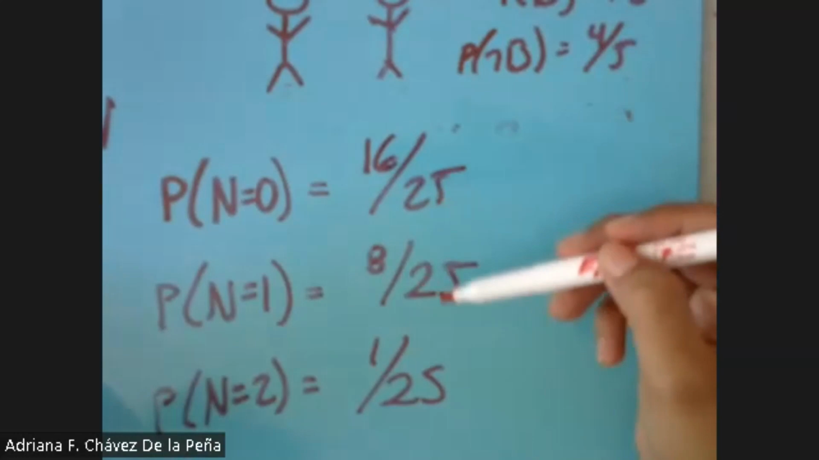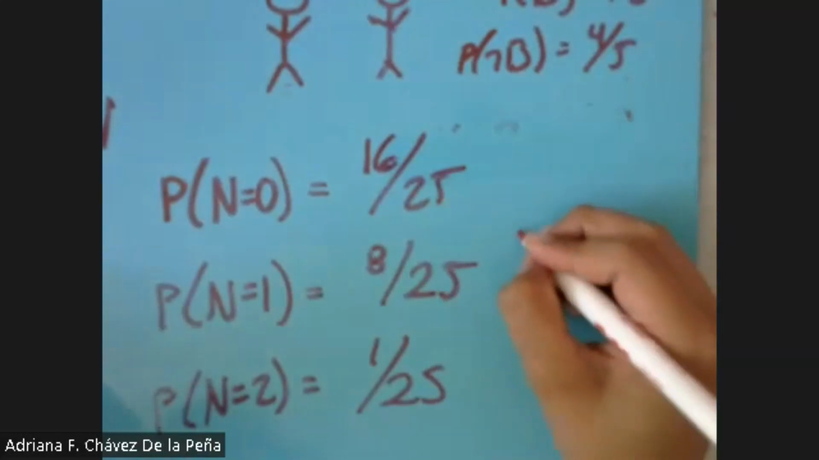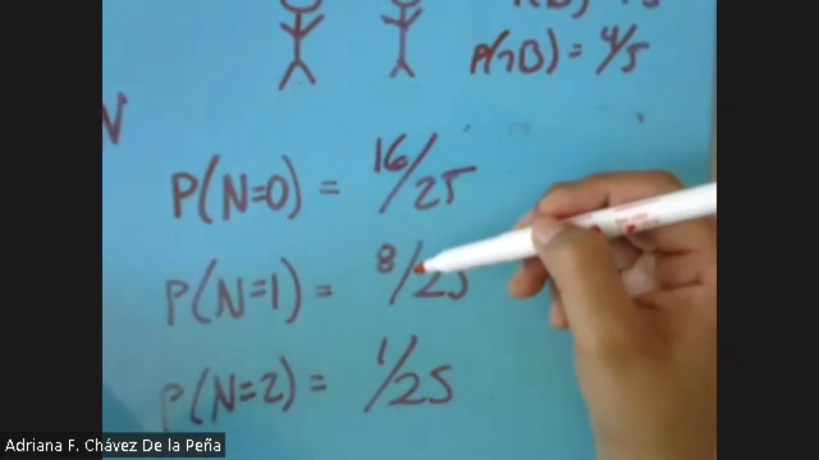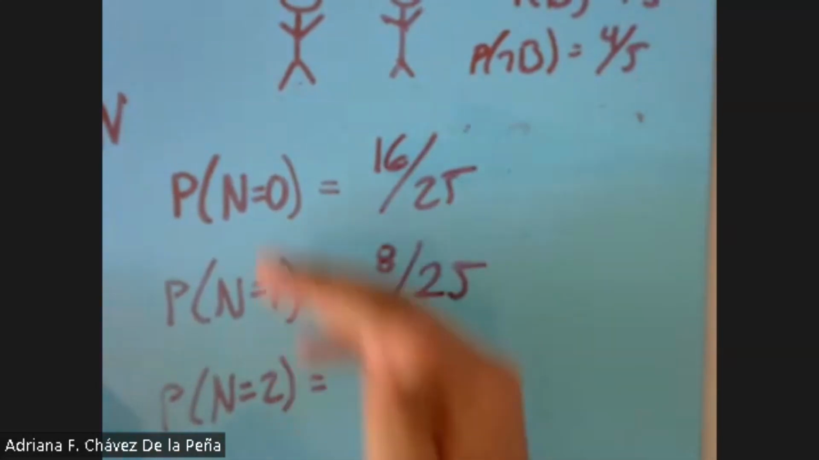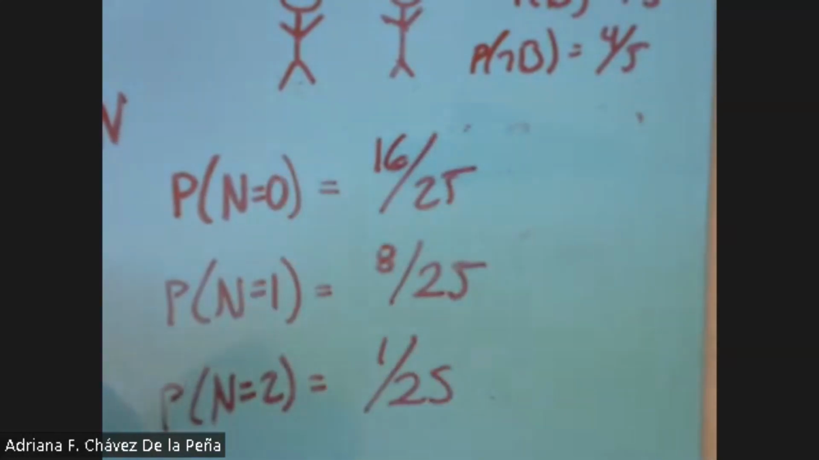And as we can see, these values add up to 1, right? So we have 16 plus 8, that is 24, plus 1, that is 25, 25/25, that is just the entirety of the probability space that we had to distribute across all possible values of n. And that's it for this exercise.